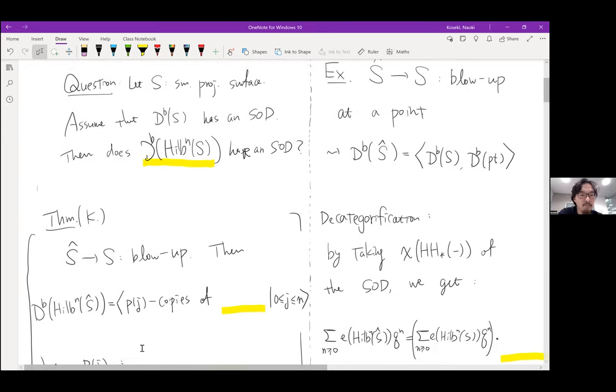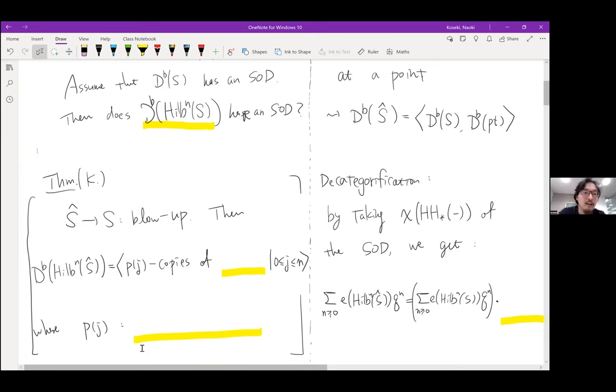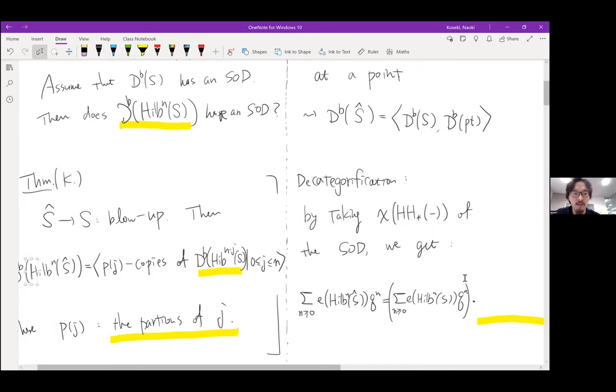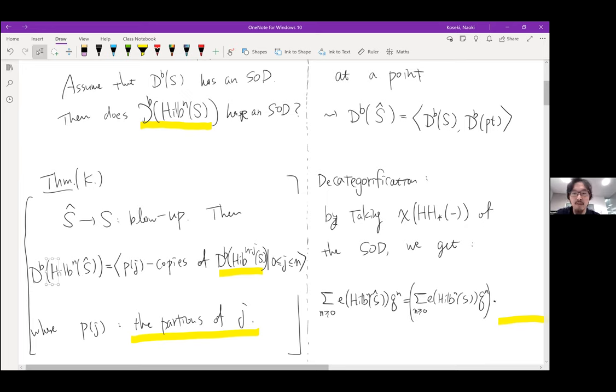And recently I gave a very interesting answer to this question in this particular case. I consider the Hilbert scheme of n points on S hat, the blow-up, and its derived category has the following SOD. You have p_j copies of D^b of Hilb^{n-j} of the original surface, where j moves between 0 and n. And here, the number p_j is the number of partitions of j. It's a very beautiful formula, and actually it categorifies the well-known blow-up formula for Euler characteristics. Please look at the right-hand side.